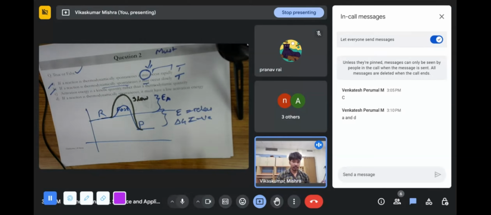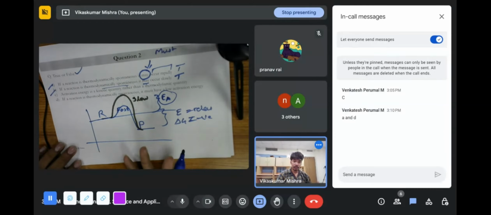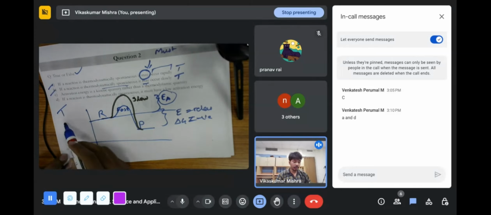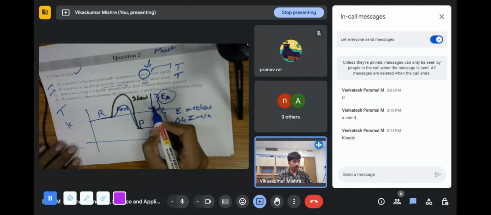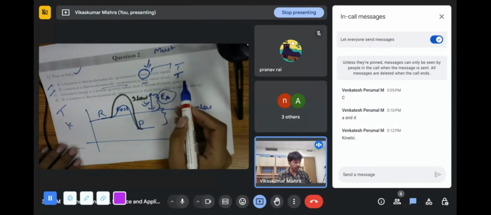So what do you think? Whether it's true or false? Whether EA is a thermodynamic quantity, or whether it's a kinetic quantity? You can write T for thermodynamics and K for kinetics in the chat box if you like. So we know that this top part, this activation energy, is kinetic. This barrier is what decides our rate, at what rate a particular thing is happening, and that's why it is a kinetic factor. And so we can say that activation energy is a kinetic quantity rather than a thermodynamic quantity. It is true.